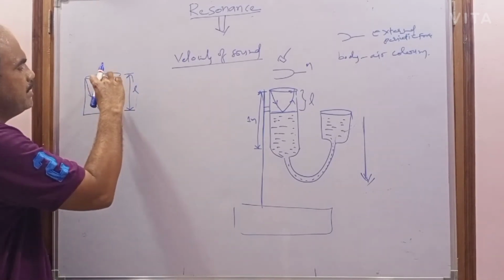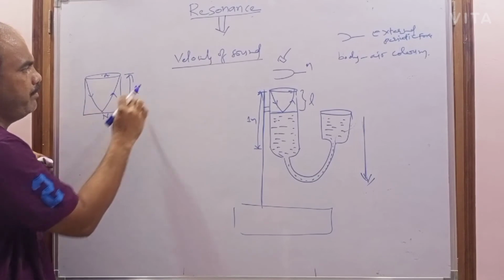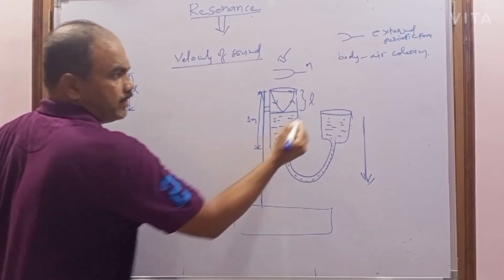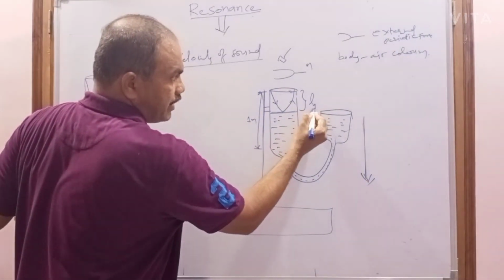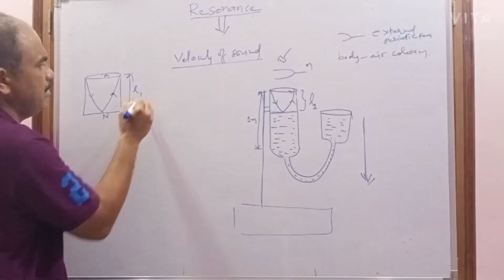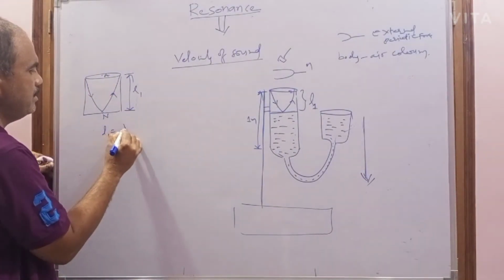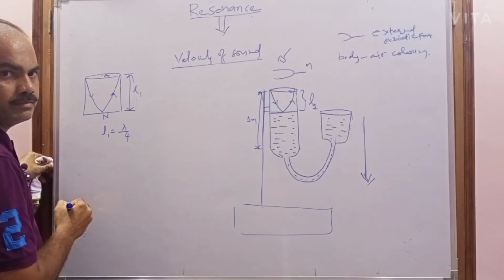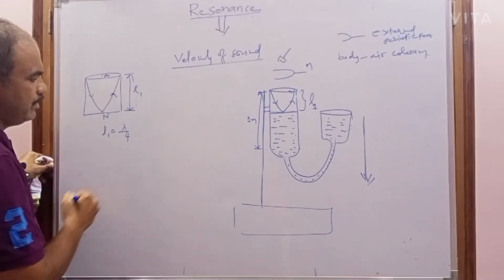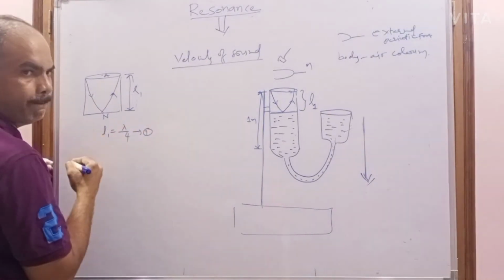Now what is the distance between antinode and node? Lambda by 4. That's why this is called the first resonating length, L1. L1 is equal to how much? Lambda by 4. Consider this equation 1.